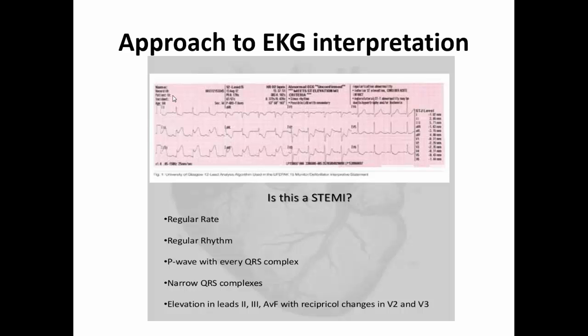So what do you think about this EKG? It's a normal rate, regular rhythm. There's a P for every QRS complex. The QRS complexes are narrow. And then you see marked ST elevation in the inferior leads, 2, 3, and AVF. You see reciprocal changes in the lateral leads, and probably a posterior MI as well, with changes at least in lead V2.